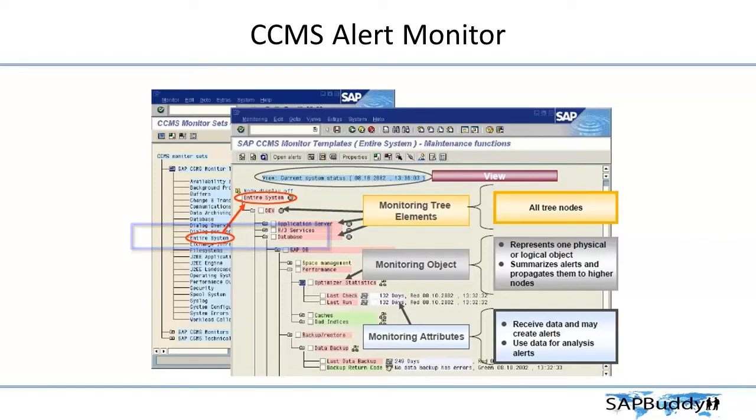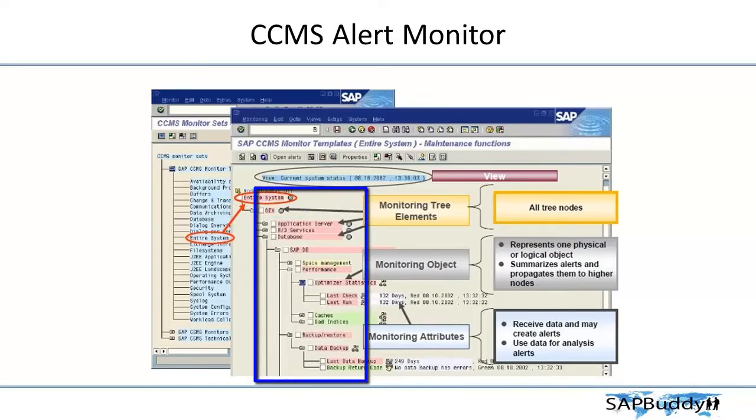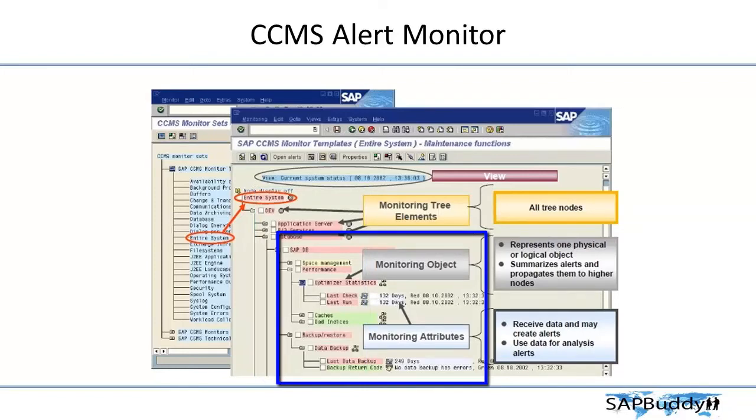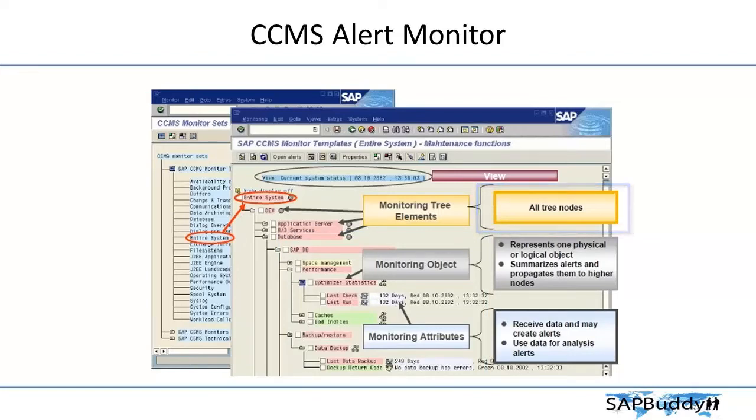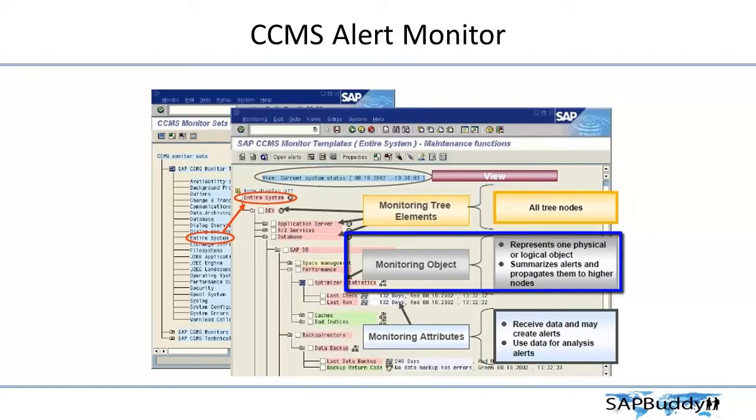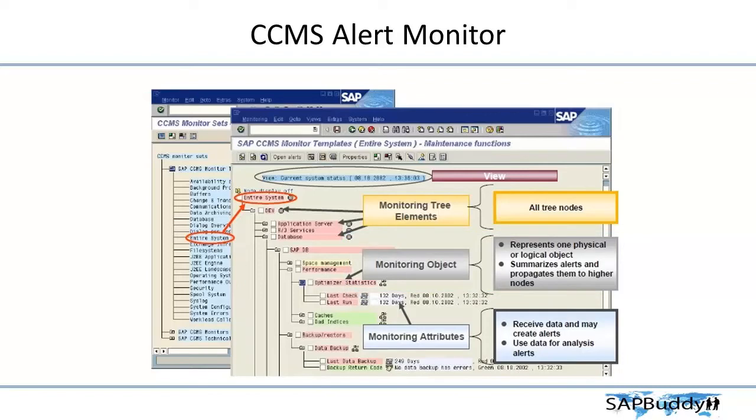This is our SID of the system. This is called monitoring tree elements, different tree elements. Then inside the tree elements you have objects. So we have the view. Inside that we have the tree elements, which are called tree nodes. Inside that you have the monitoring object. For example, optimizer statistics is an object, which represents the physical or logical object. And inside the object you have the monitoring attribute, what you are exactly monitoring, which receives the data and creates the alerts.